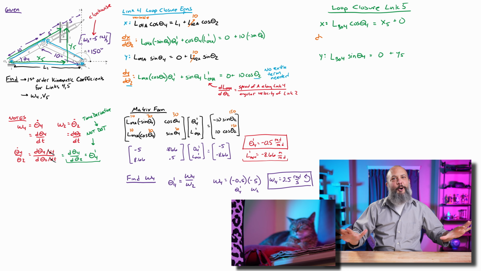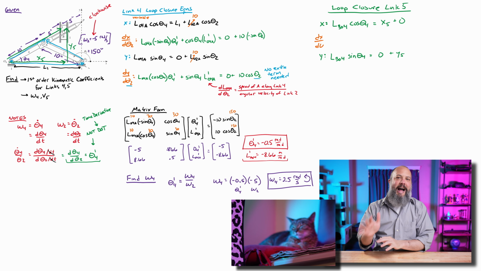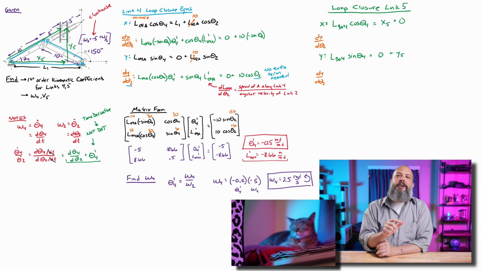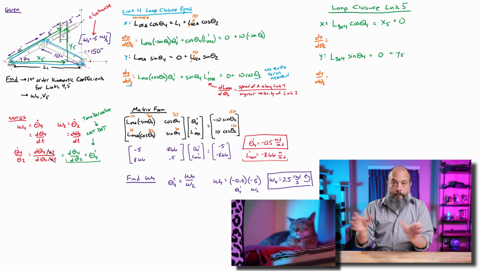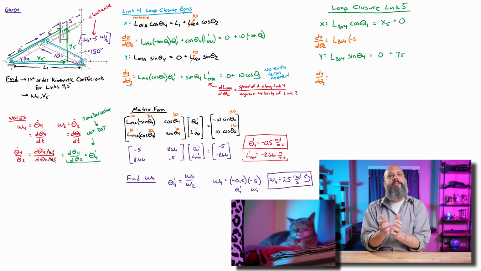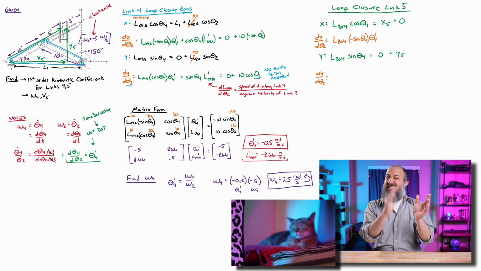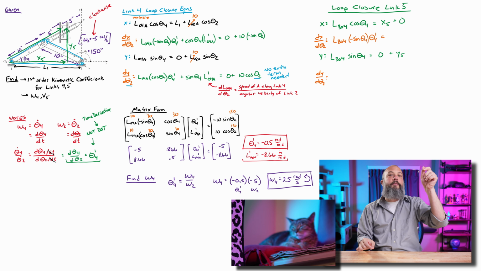Same process as before. We're going to take a derivative, but again, not a time derivative. This is a derivative with respect to theta 2. So on the left-hand side of the x equation, we've got a product rule because LBO4 is going to change just like the angle changes. Even though B is moving purely vertical, it's within a slot, so the link itself will actually get longer.